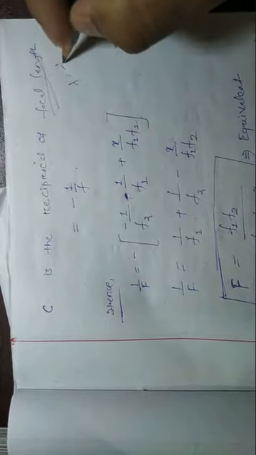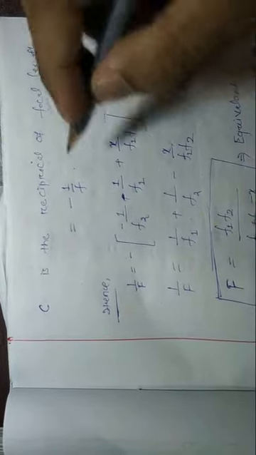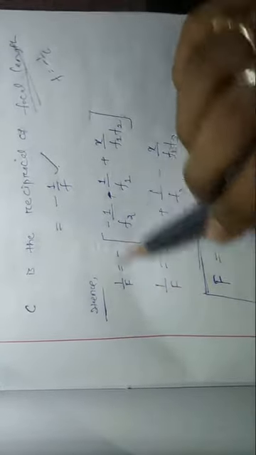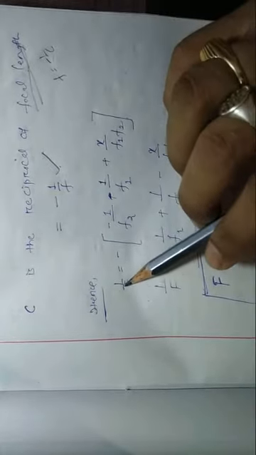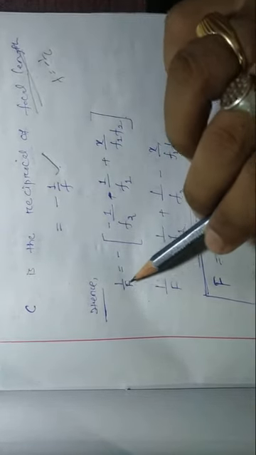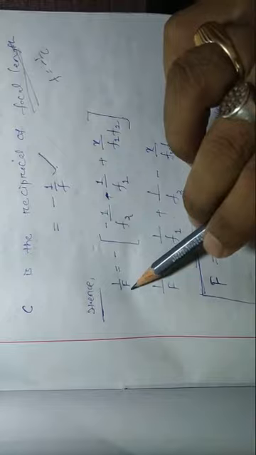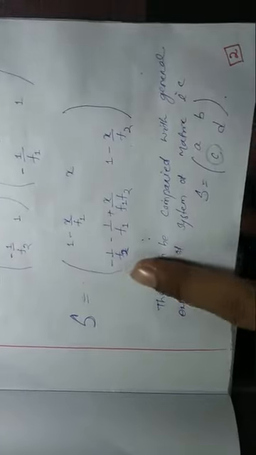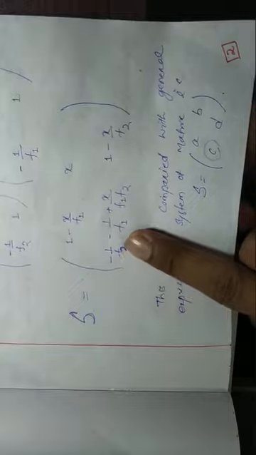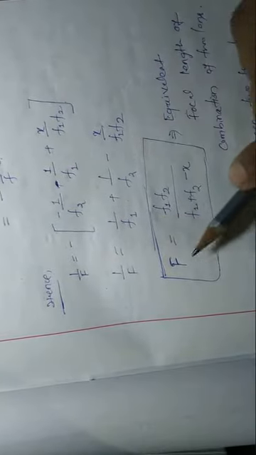So F is equal to minus 1 by C, or C is equal to 1 by F. Hence, for the generalized case, or for the resultant, we can write capital F equal to minus C. Comparing with what we got, it will be minus 1 by F2 minus 1 by F1 plus x by F1 into F2. So F will be minus of that term. This is the equivalent focal length of the combination of two lenses.